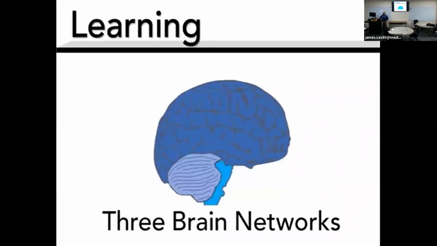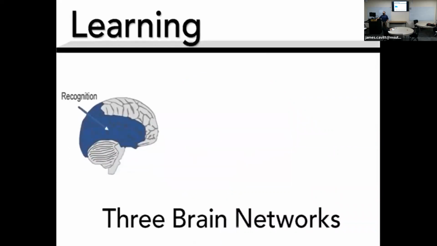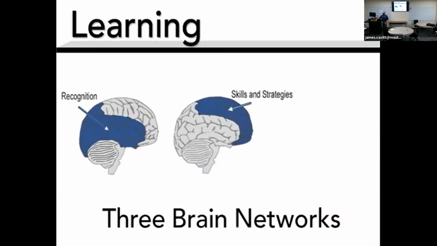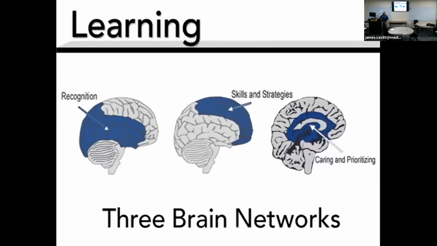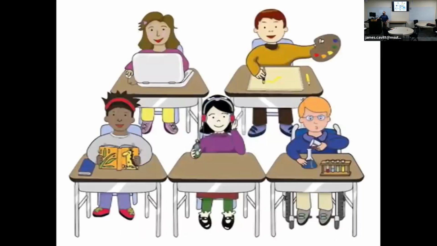Now let's think about the word learning. Learning is not one thing. Neuroscience tells us that our brains have three broad networks. One for recognition, the what of learning, one for skills and strategies, the how of learning, and one for caring and prioritizing, the why of learning. Students need to gain knowledge, skills, and enthusiasm for learning, and a curriculum needs to help them do all three. But every learner is unique, and one size does not fit all.